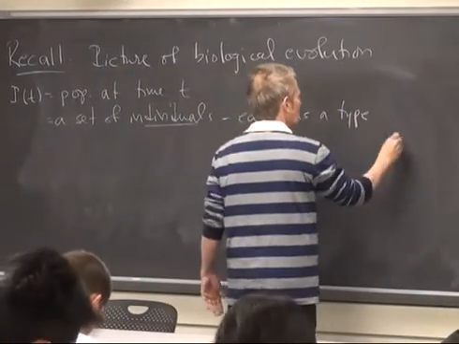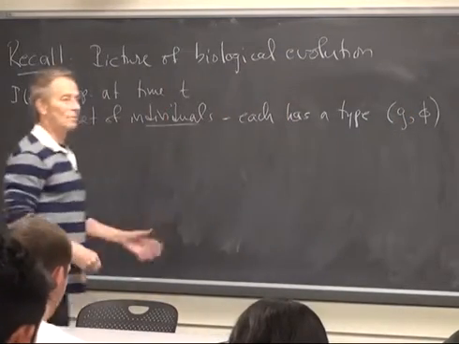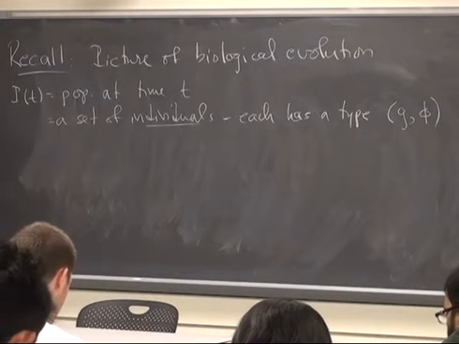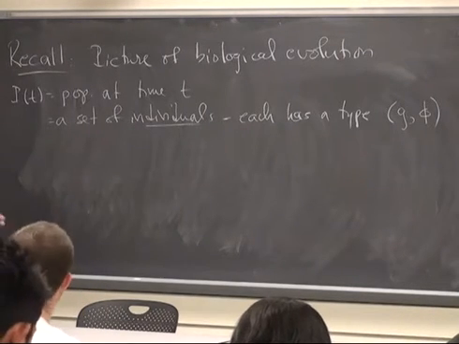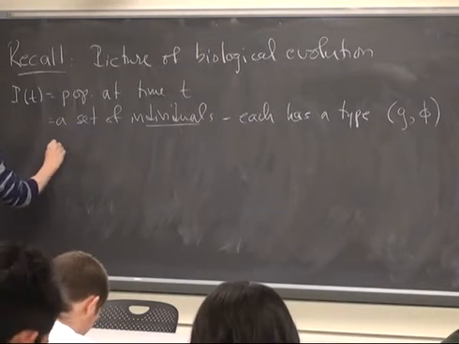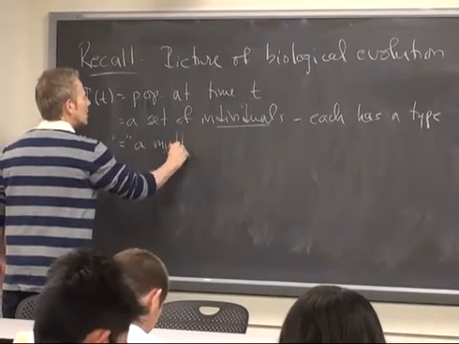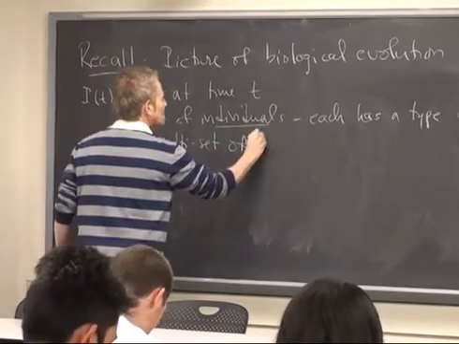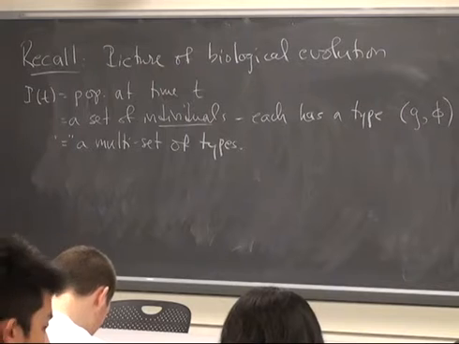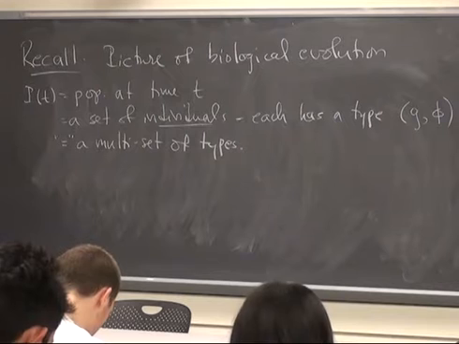And the type is sort of a bipartite thing consisting of a genotype and a phenotype. Genotype is like the genome, and the phenotype is like some summary of the traits of the individual that are relevant to whether it reproduces, survives, whatever. And you can think of it also as, and so I want to put equals in quotes, a multiset of types. If you just ignore the fact that, say, two different individuals can have the same type and just think of having two copies of the same type in this multiset, that's the way you can think of it.